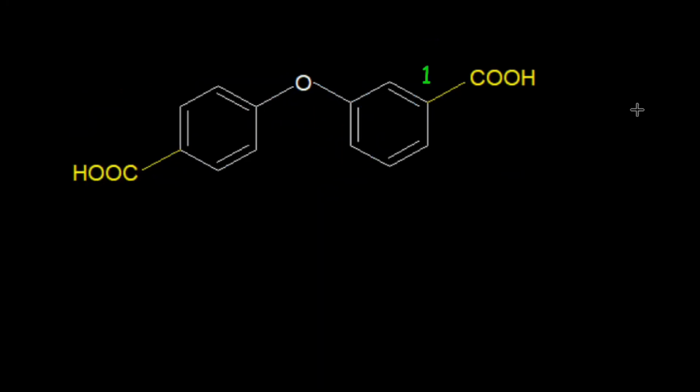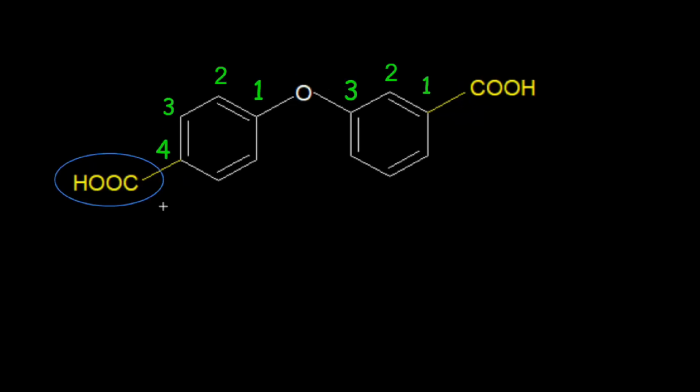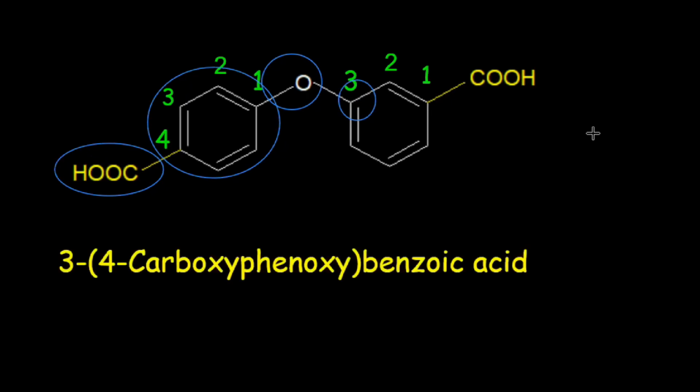Let's number the heading part. Now let's number the substituent part. Whenever a carboxylic acid group is present as a substituent, we use the word carboxy. The phenyl group is attached with oxygen, so we use the word phenoxy. So the substituent would be 4-carboxyphenoxy, which is attached at the 3rd carbon of the heading part. And the heading part is actually a benzoic acid. So the name of the molecule would be 3-(4-carboxyphenoxy)benzoic acid. So this was all about the IUPAC nomenclature of carboxylic acids.